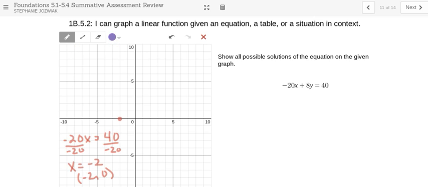And then if we want to find the y-intercept, we're going to plug in 0 for x. So the first part goes away, and we're left with 8y is equal to 40. So if I divide both sides by 8, I can get y is equal to 5. And so that's the point (0, 5) for our y-intercept.